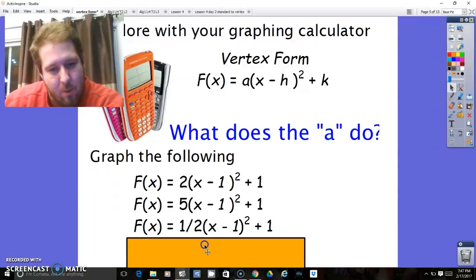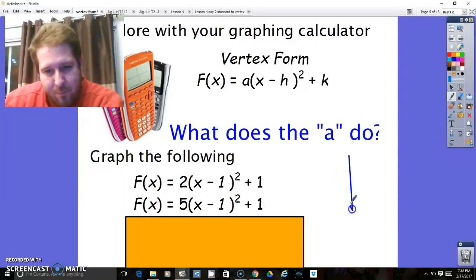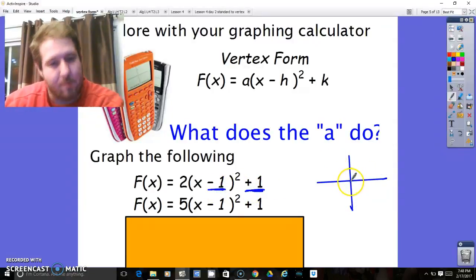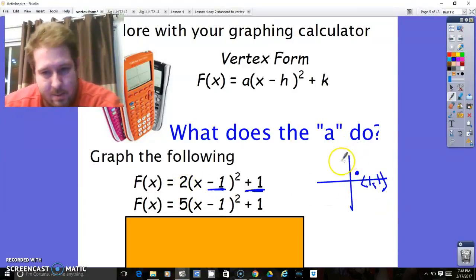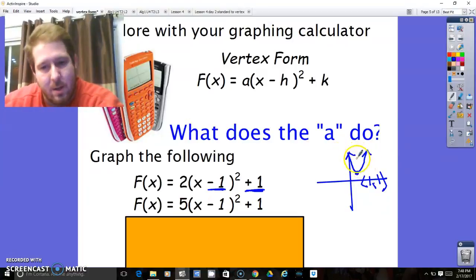Now, a is the only letter that actually does more than one thing. When you graph the first equation, we know it's going to be 1 to the right and 1 up. So the vertex is going to be 1 right and 1 up. I'll just put that right there at (1, 1), and I'll even label that so you can see. Then it has an a of 2, which will look something like this. And then on the next one the graph looks like this.